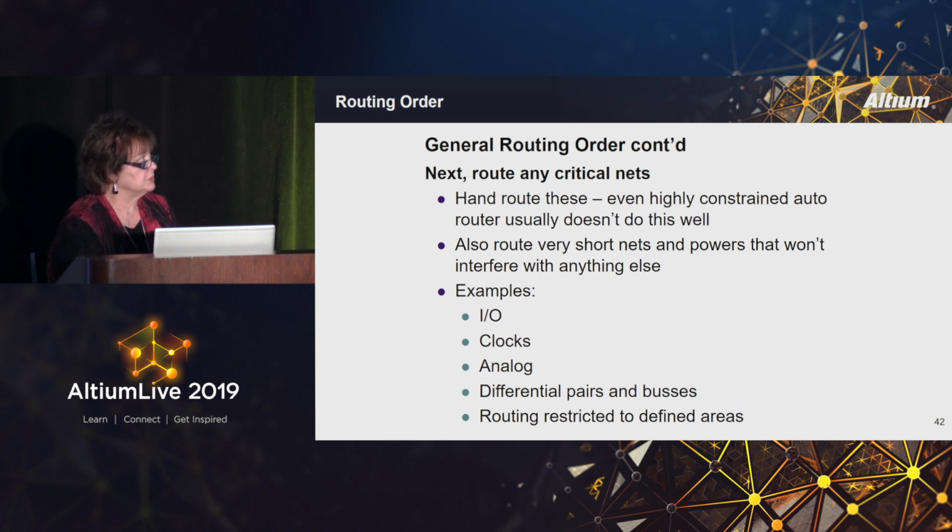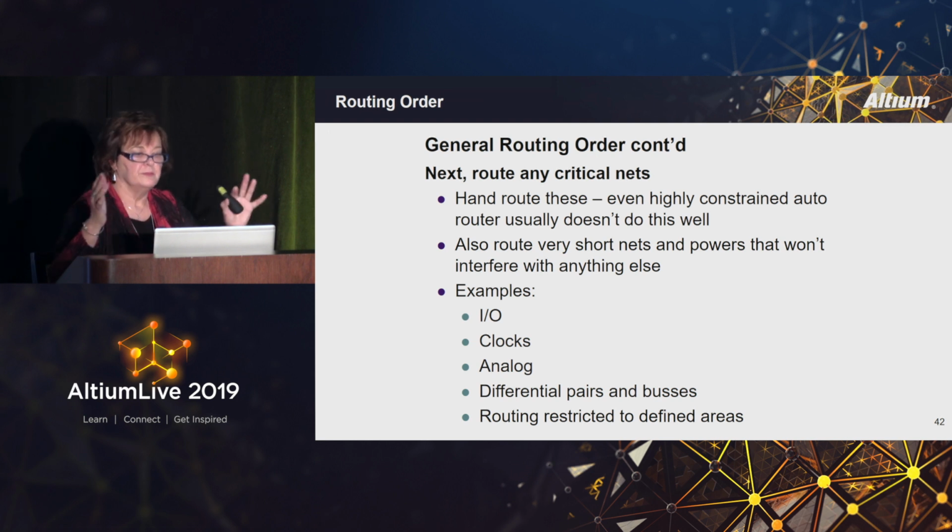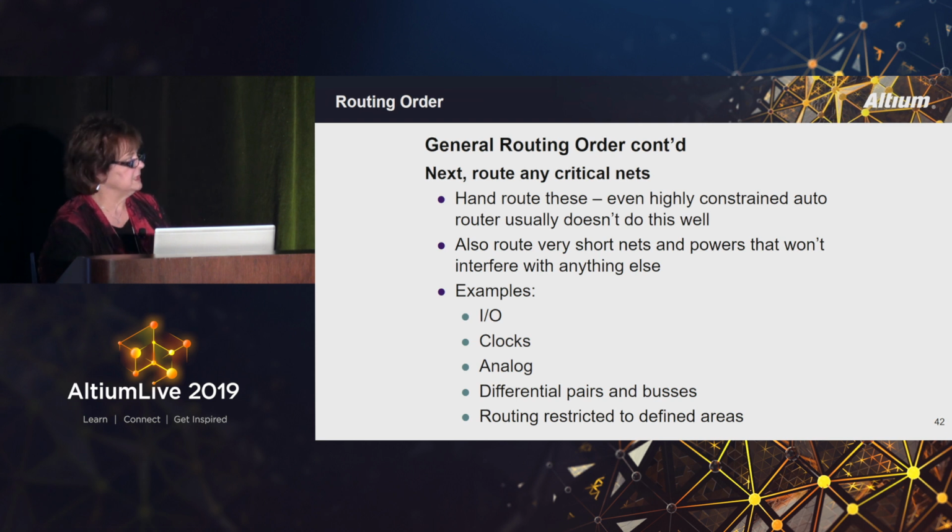And then you can also do anything that's very short routing that's not going to interfere with anything else. And if there's a question about it, then you just don't do it until later. But some examples of criticals would be anything that's I/O. I/O is very, very critical, and it should be done first. And then clocks and analog and differential pairs and routing, anything routing restricted to defined areas. All of those things would be considered critical, and you would route those early on.